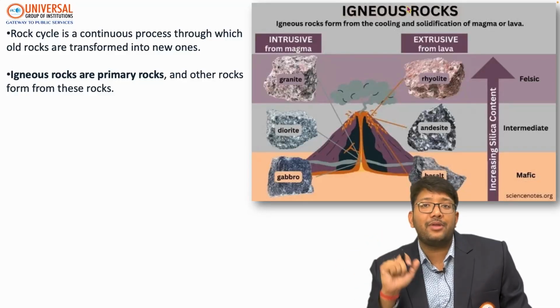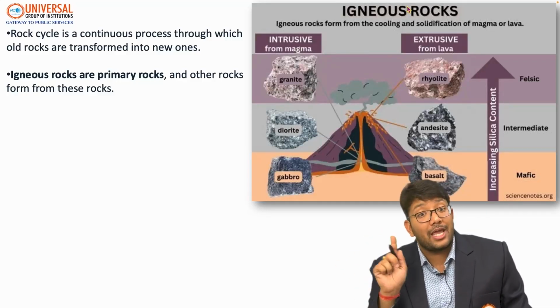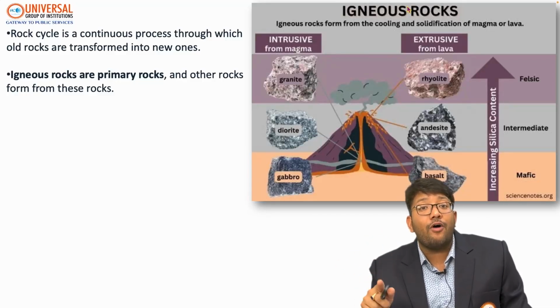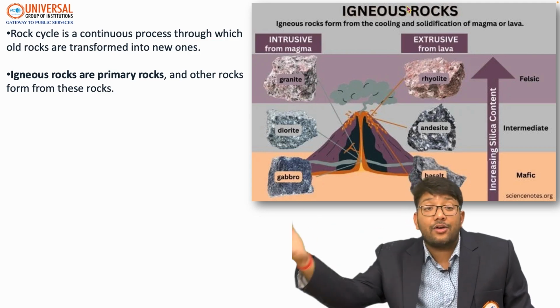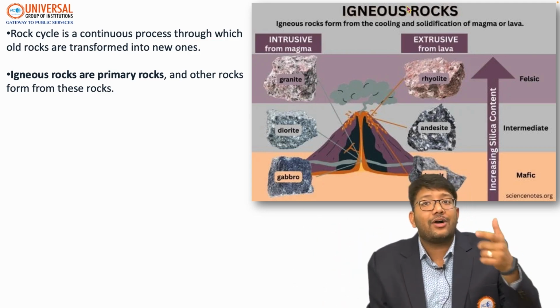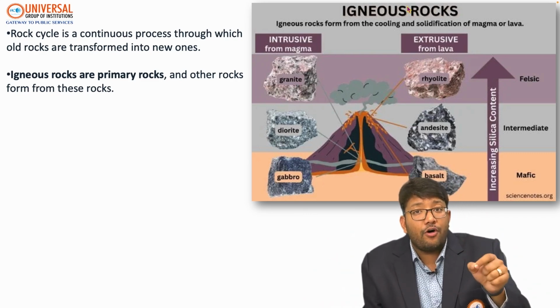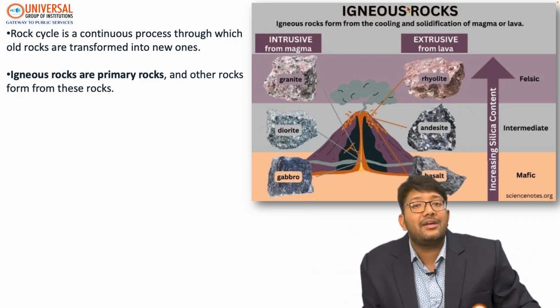Igneous rocks are the primary rocks, and other rocks form from these rocks. What are the other rocks that form from these rocks? The names are sedimentary and metamorphic.